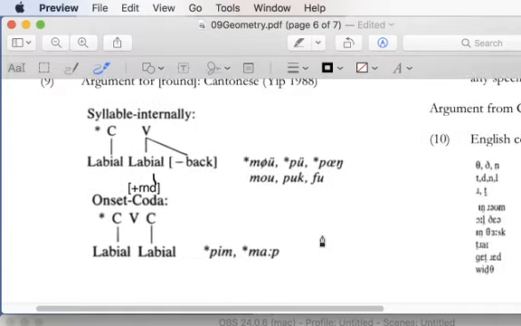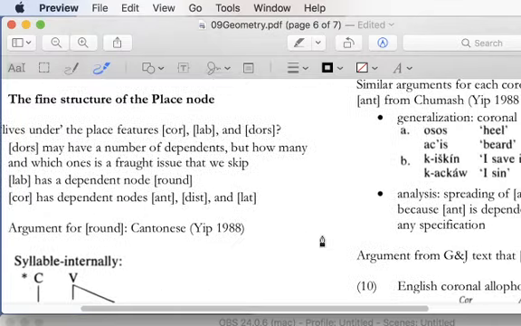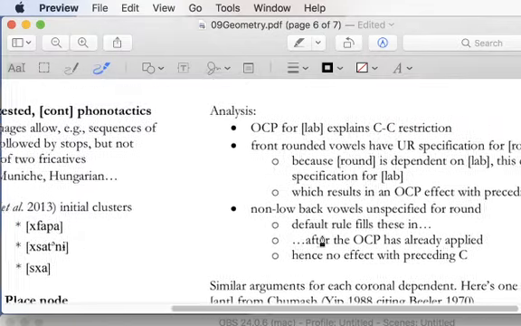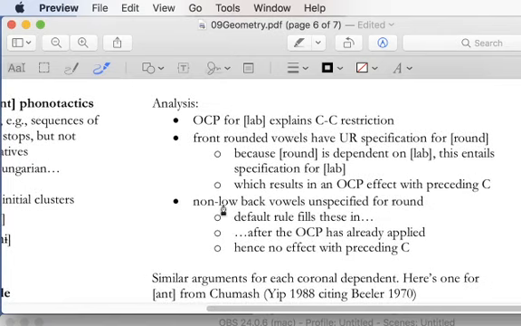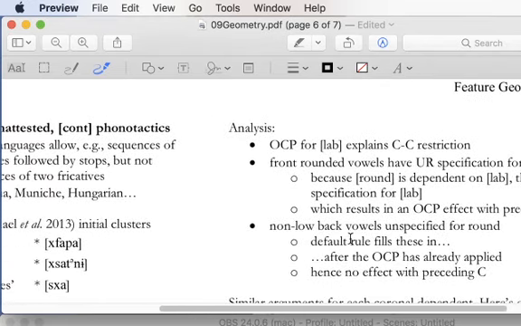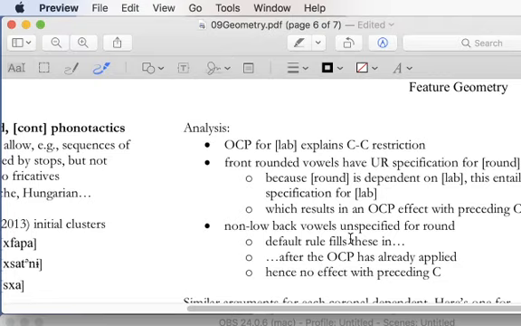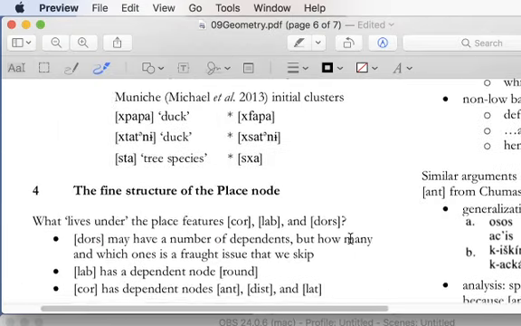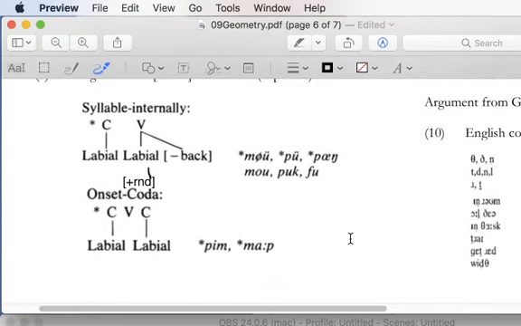Now, if it's a back vowel, on the other hand, so this is for front vowels, for non-back vowels, the claim is that for back vowels, they don't need to be specified for roundness at all, right? At least non-low back vowels, because default rules will fill that round feature in after the OCP has already applied, and therefore there won't be any kind of an OCP effect during the phonology. This is going to basically happen at the end of the phonology before it gets pronounced. If you're a plus back vowel in minus low, then you are plus round in Cantonese.